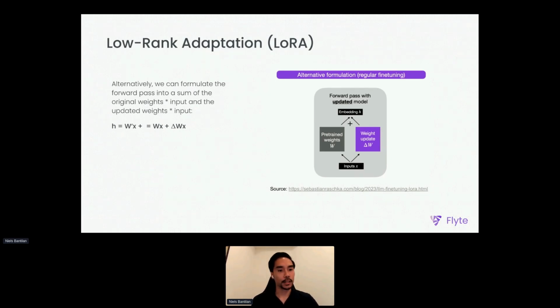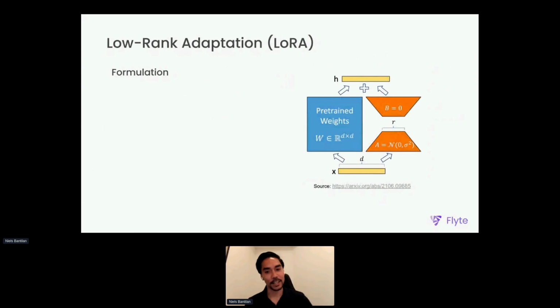Another way of formulating this is we keep the frozen weights, the pre-trained weights, and the weight update separate, which is kind of weird, right? But mathematically equivalent. Why would we want to do this? We are keeping 2 copies of our weights. So this does not make sense in that naive case. But with LoRA, the formulation is this.